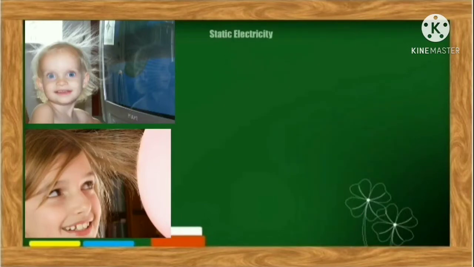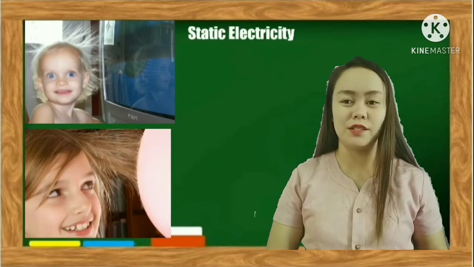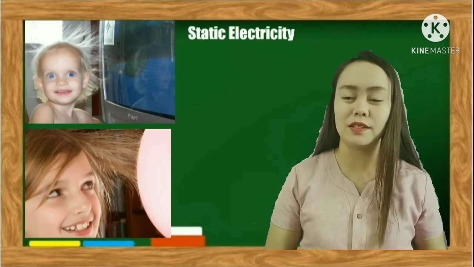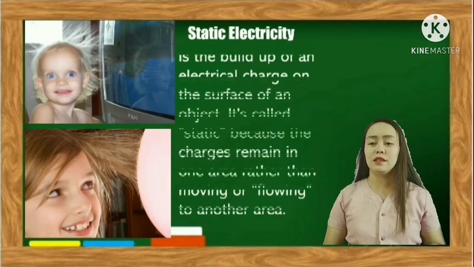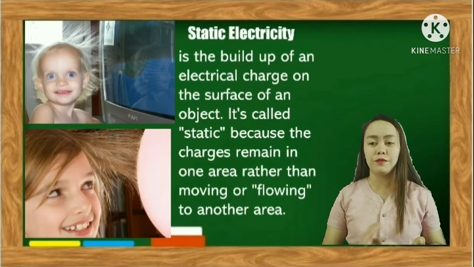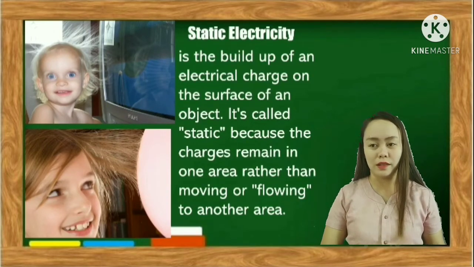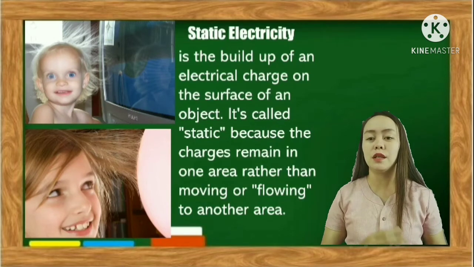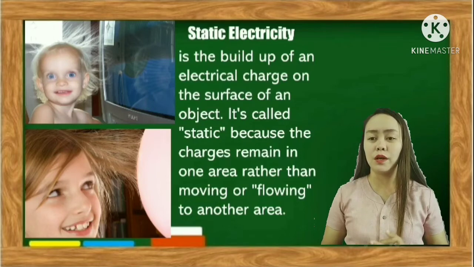That's what we call static electricity. What do you mean by static electricity? Static electricity refers to the buildup of electrical charge on the surface of an object. It is called static because the charges remain in one area rather than moving or flowing to another area.